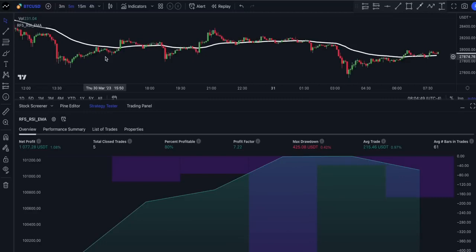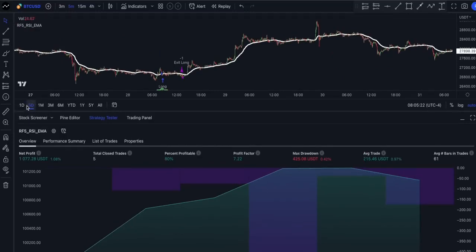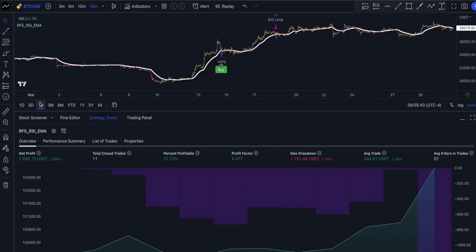On the 5-minute chart, the strategy gave an 80% win ratio, which is really good. By the way, the trades were found in a span of 5 days. On the 30-minute time frame, the strategy also showed great results. The equity curve is increasing and the drawdown is minimum. We had 11 closed trades which were found in a span of 1 month. Overall, pretty good performance on the price of Bitcoin.